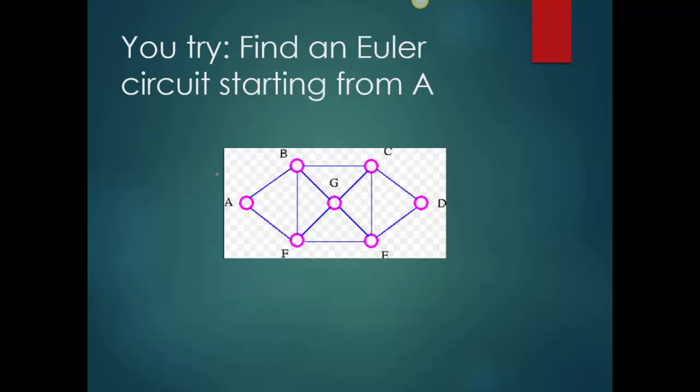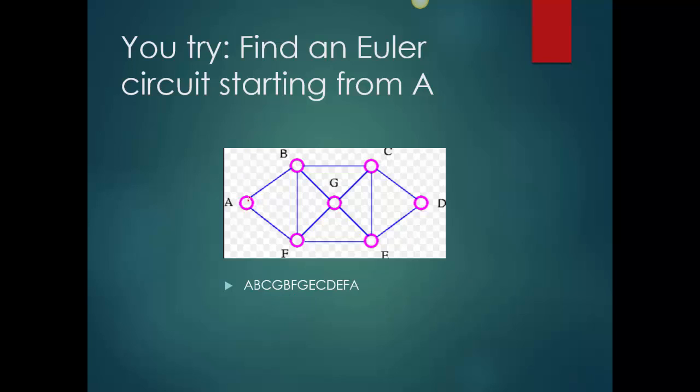Okay, so you try. Here's one more graph. I want you to find an Euler circuit, and just one this time, and I want you to start from A. Again, I know I'm going to have multiple answers. I'll show you a few, so hopefully you've stopped and you've done this. If not, stop it and do it, and then come back and let's look at it together.